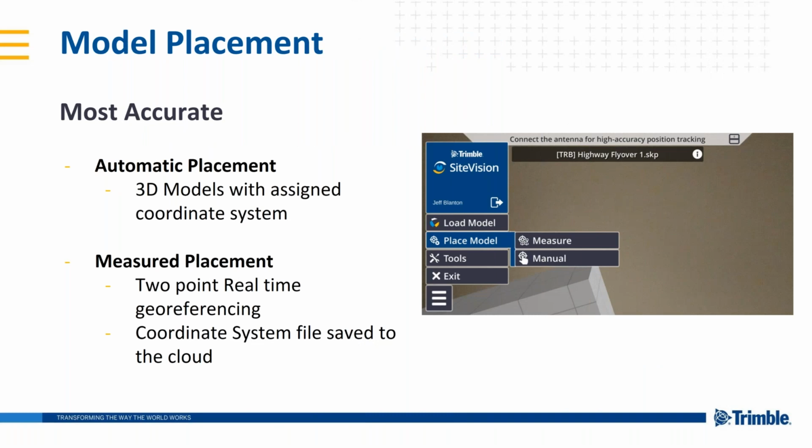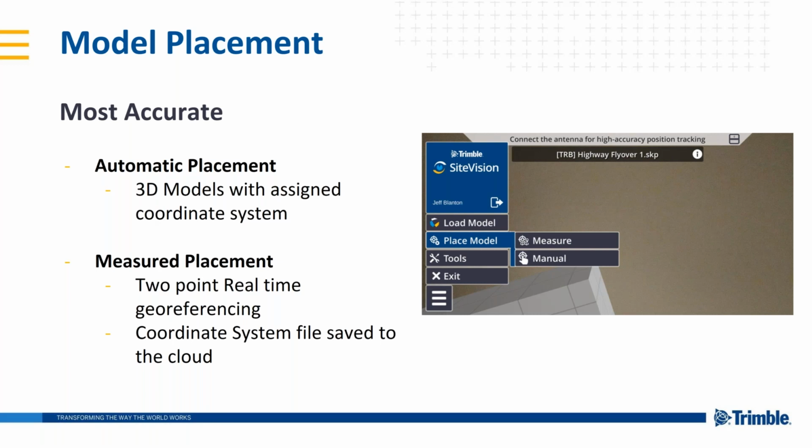So model placement, which is the most accurate, is the auto placement. So if you've done your work with the data prep ahead of time in the office, you have a good coordinate system, you have it referenced, and you load that model into Trimble Connect. When you start SiteVision, it's going to automatically start initializing. And once it initializes, it's going to ask you to walk a certain distance to get the orientation of the camera. It's typically 10 meters. You'll walk 10 meters in a straight line. It will orient the camera, and then it will automatically place that data set that you have in SiteVision in the real world, right where it belongs.